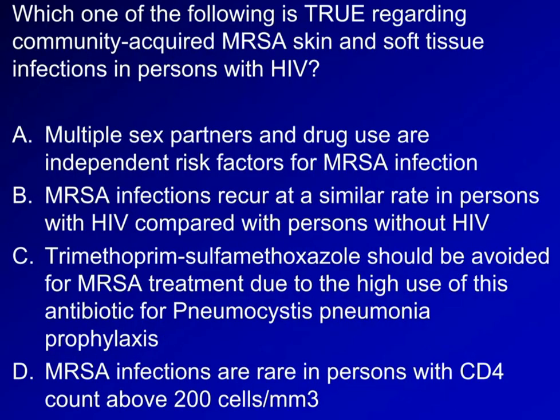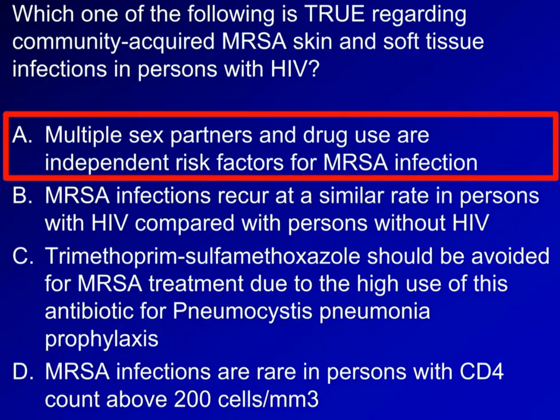All right. Here's the question. Which of the following is true regarding community-acquired MRSA skin and soft tissue infections in a person with HIV? I feel like it sounds correct. B is out. I think I already gave you guys B. So B is out. I agree with you. And so all those other things are therefore not true.